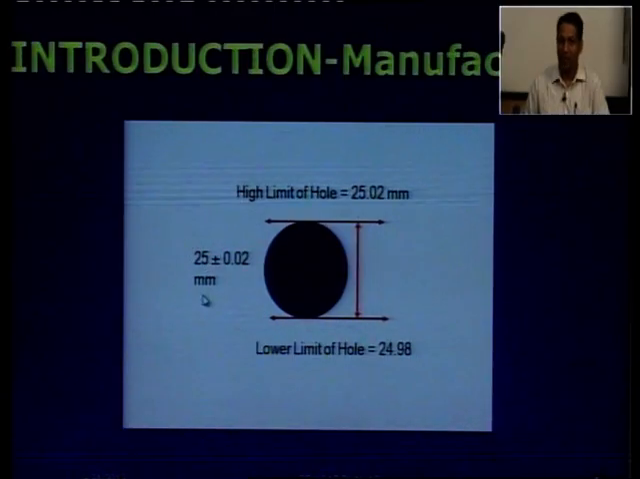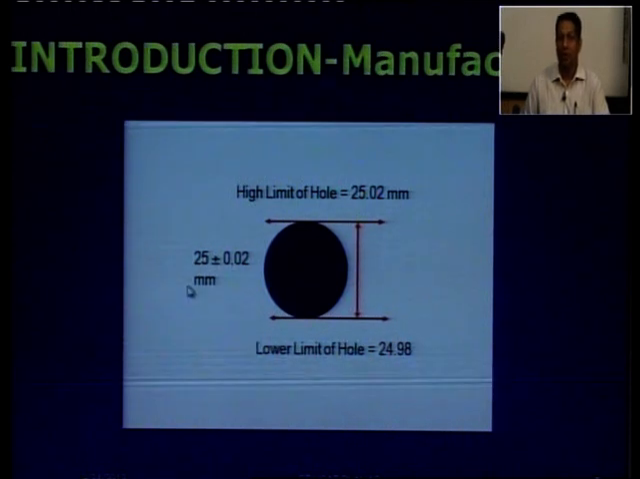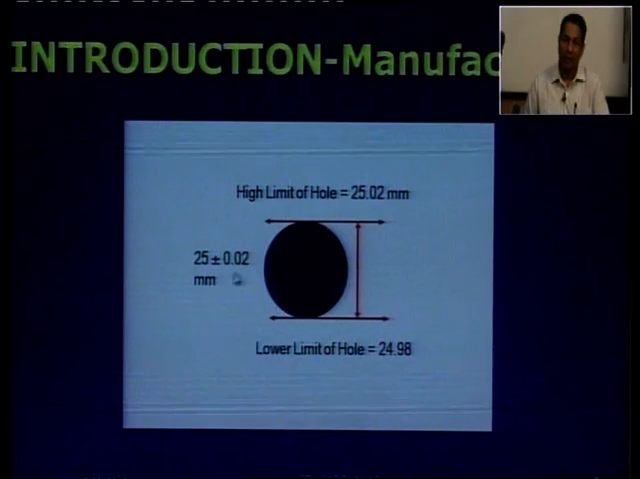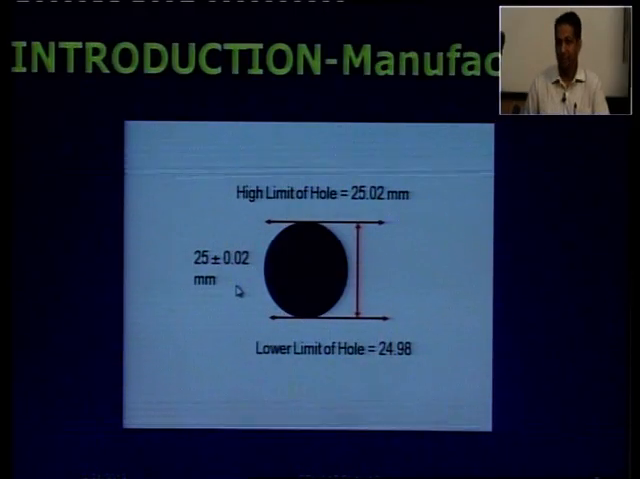It is 1 inch. 25 mm means approximately 1 inch. Plus minus 0.02 means up to 25 plus 0.02, we will accept the dimension of the hole. And 25 minus 0.02 becomes 24.98. This means from 24.98 to 25.02 we will accept the dimension, we will accept the hole.